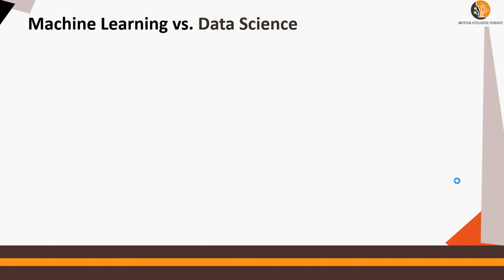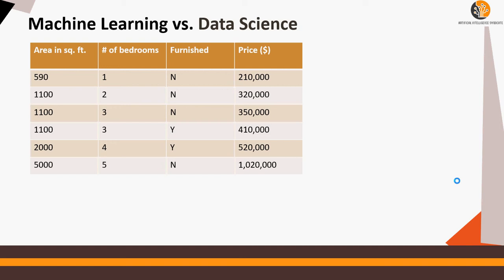A machine learning engineer may or may not be a data scientist, or a data scientist may or may not be a machine learning engineer or a researcher. Let's talk about it. So, this is an example. The first three columns, area in square feet, number of bedrooms, and furnished or not, define the price. So, in this case, price is an observation, and these three are inputs.